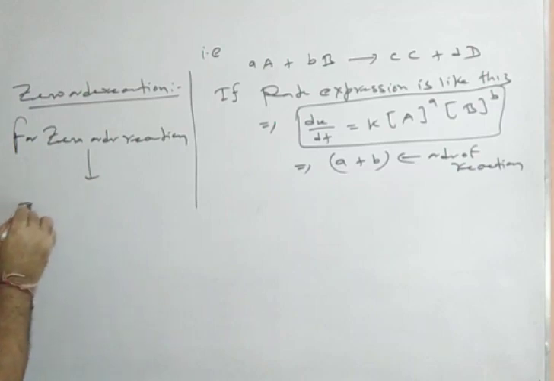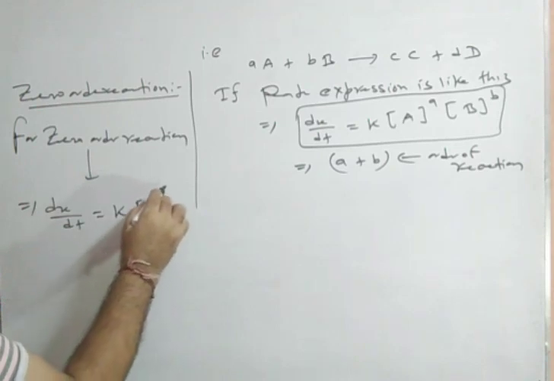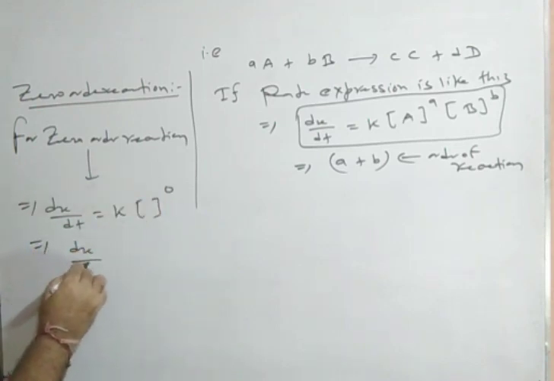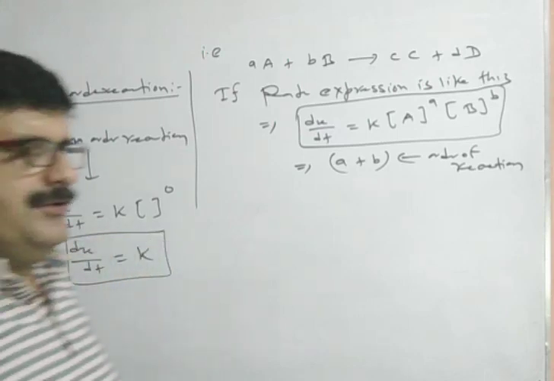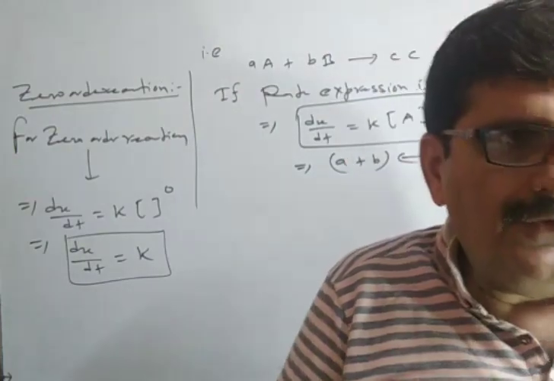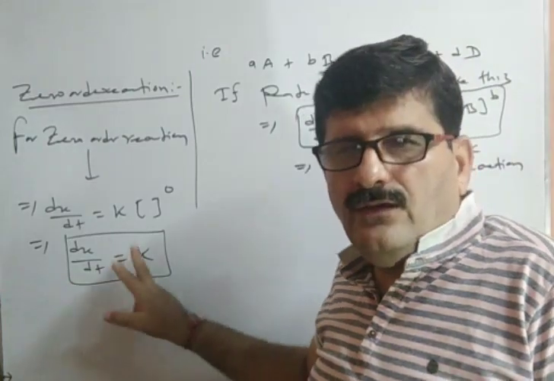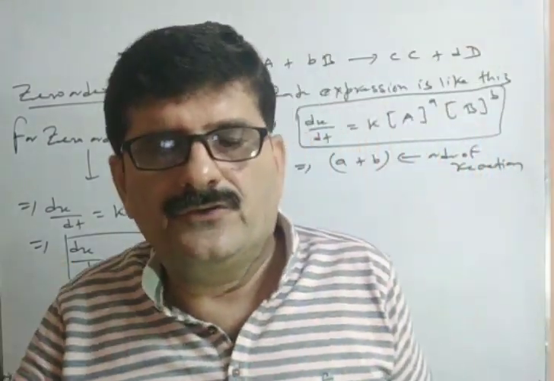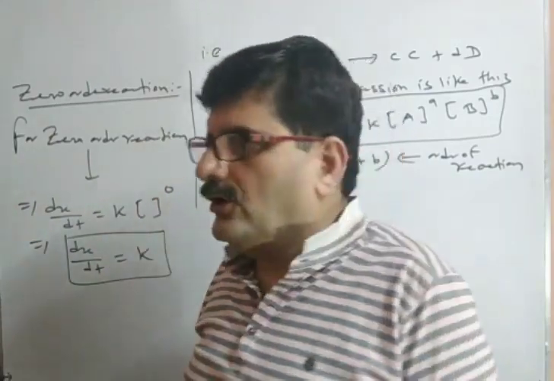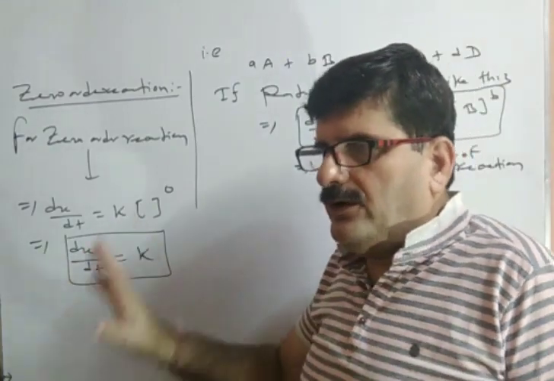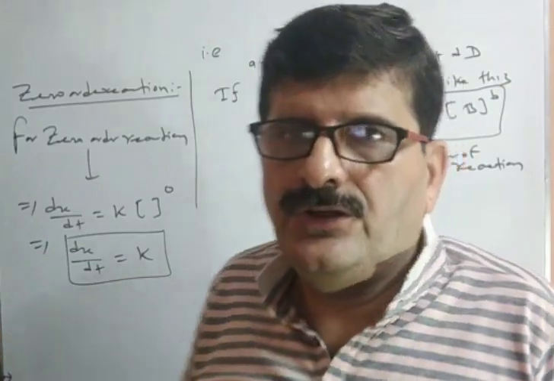we can write what? dx by dt is equal to k concentration to the power 0, or dx by dt is equal to k. What is dx by dt? Rate of reaction. k is equal to a specific rate constant. So when rate of reaction is equal to a specific rate constant, such a type of reaction is called zero order reaction. In zero order reaction, rate does not depend upon the initial concentration, or you can say concentration of the reactant.